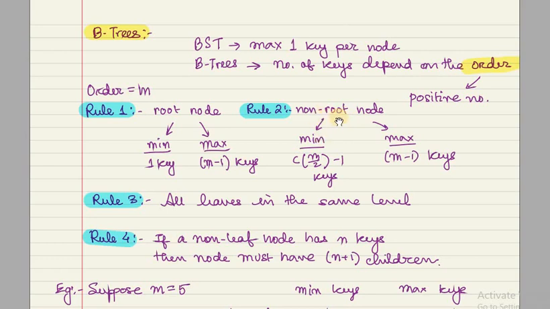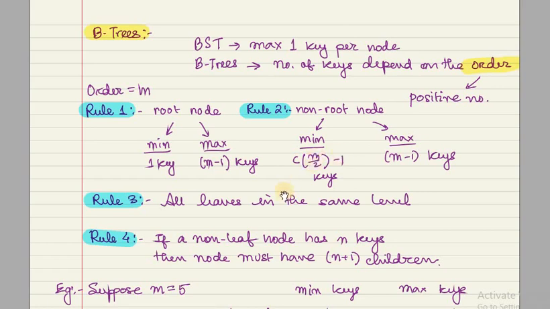So here it says that it's a non-root node. In case of non-root node, the minimum value will be ceiling of m by 2 minus 1. So what do you mean by ceiling? We have ceiling and floor, right? So if it is 2.5 as a value inside this bracket, then ceiling will be the next integer, which will be 3. In case of floor it would have been 2, but in case of ceiling it will be 3. So if I have 2.5 here, ceiling will be 3 and floor will be 2.